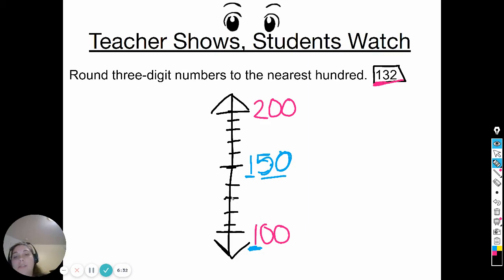Now we need to find where 132 is. So when we were counting by tens, we were at 100, 110, 120, 130. So I'm going to label that.